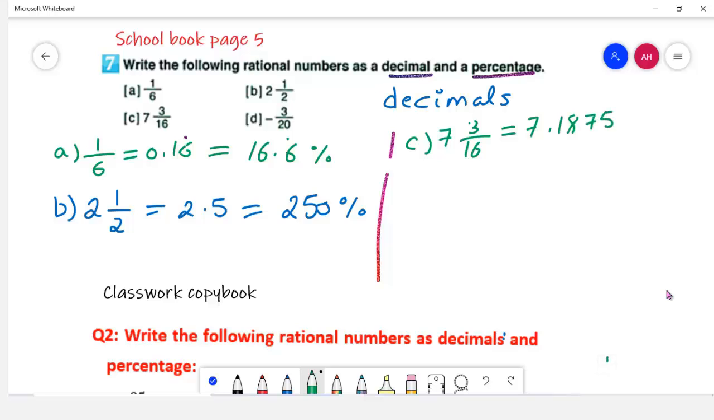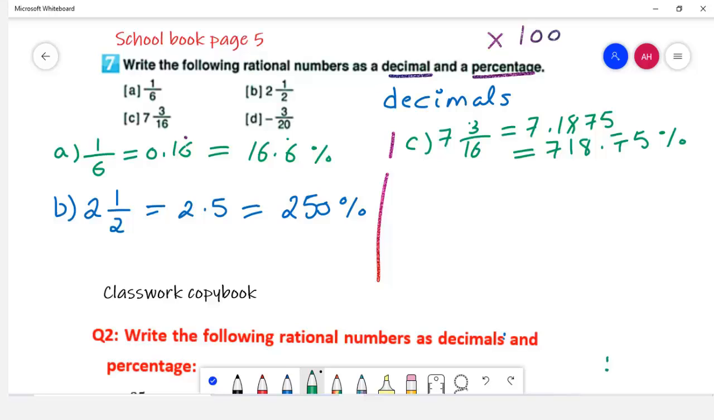I want to change it to a percentage. To change a decimal to a percent, I simply multiply by 100. So 7.1875 times 100, as a result I will have a percentage equal to 718.75%.